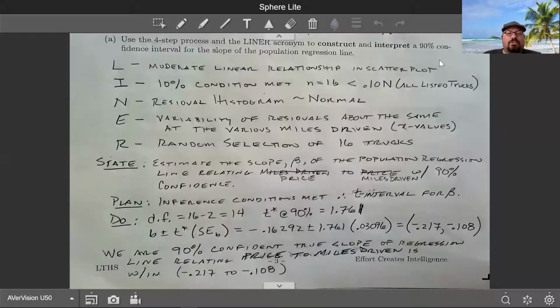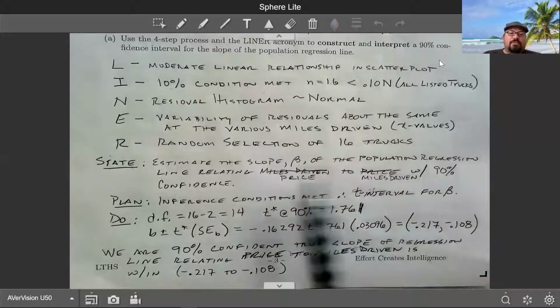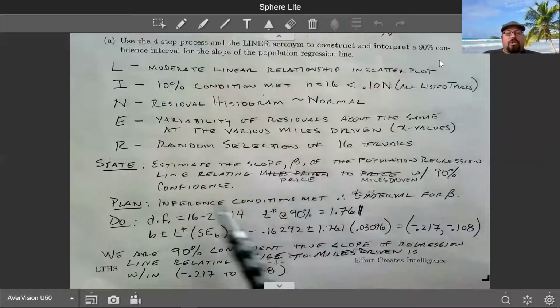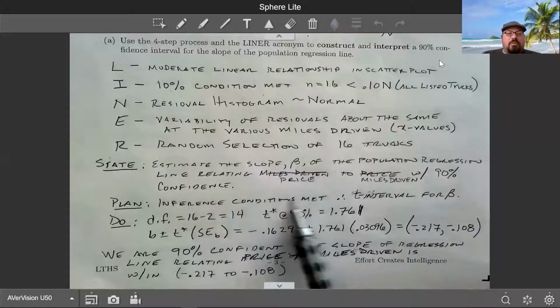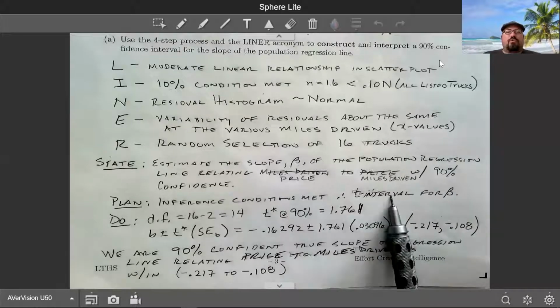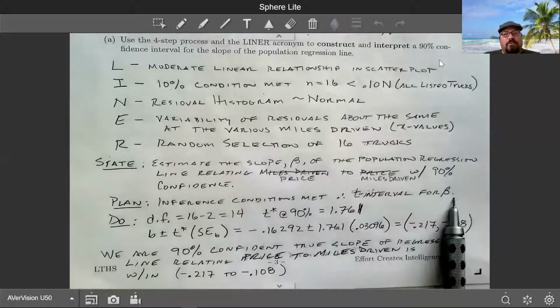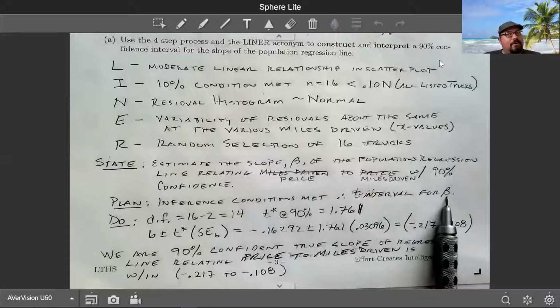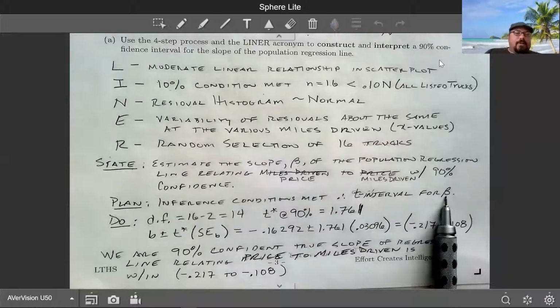We're trying to estimate this slope. We're going to use a confidence interval, 90% confidence. Okay. Our plan: are the conditions for inference met? Yes, they are. We went through that whole LINER process, and so we can now do a t-interval for beta, the slope. Very important, that notation. Very, very important. Did you catch it? Okay, now our do.